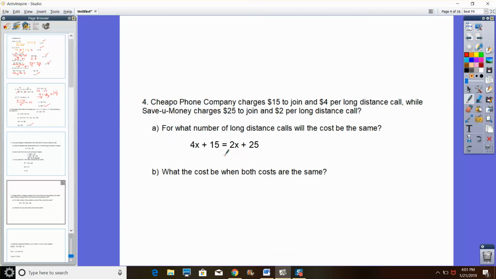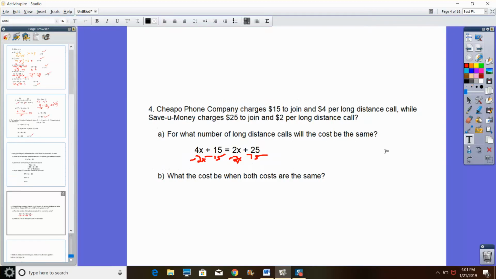We're going to subtract 2x from over here to move it to the other side. So 2x there and 2x there. So that's going to give us, and of course, we're subtracting 2x over there, we're going to subtract 15 on both sides as well. This is going to make for a very easy solution here. This is going to give us 2x equals 10, which means x equals 5. So 5 calls would give you the same cost.